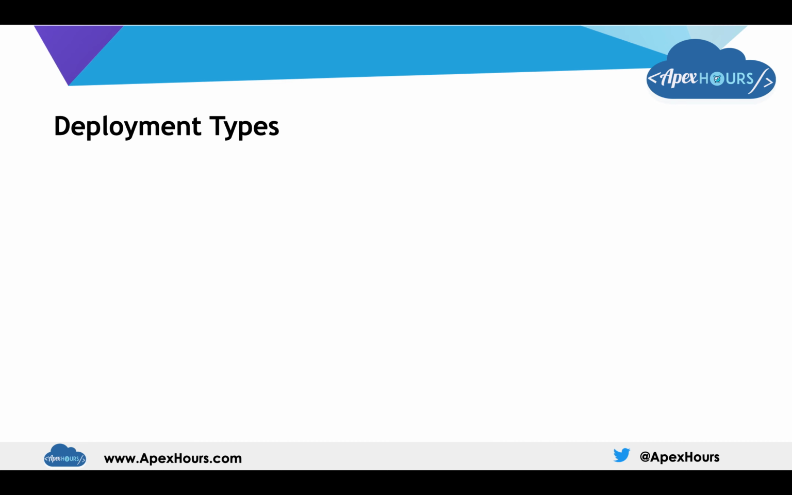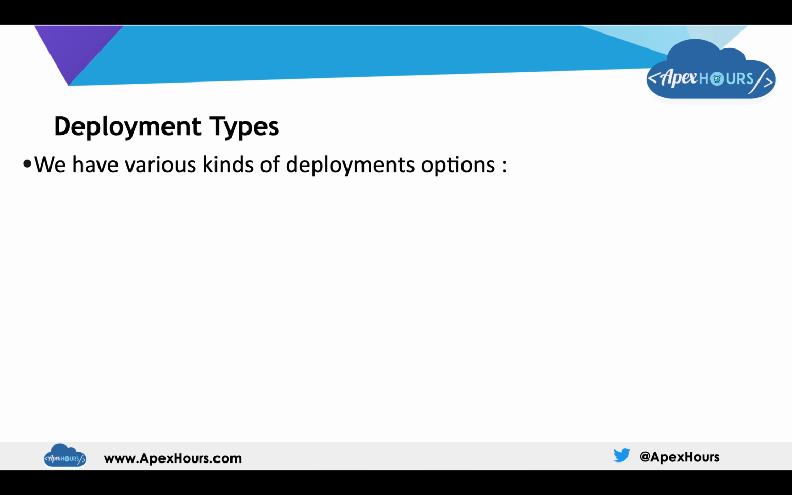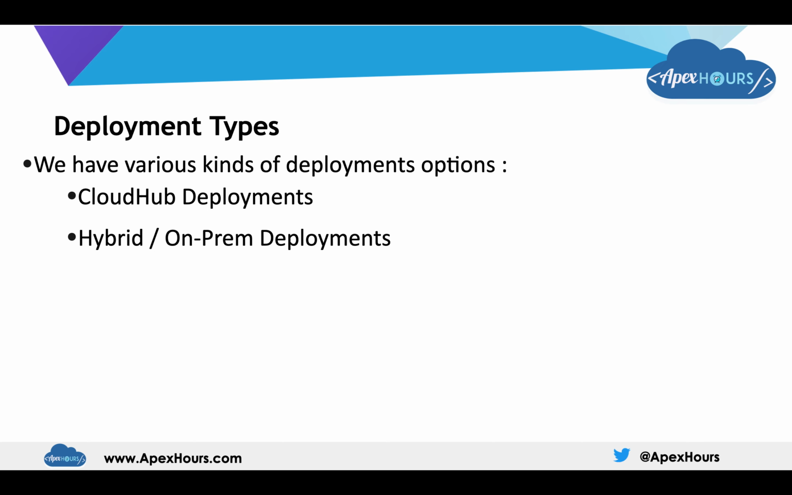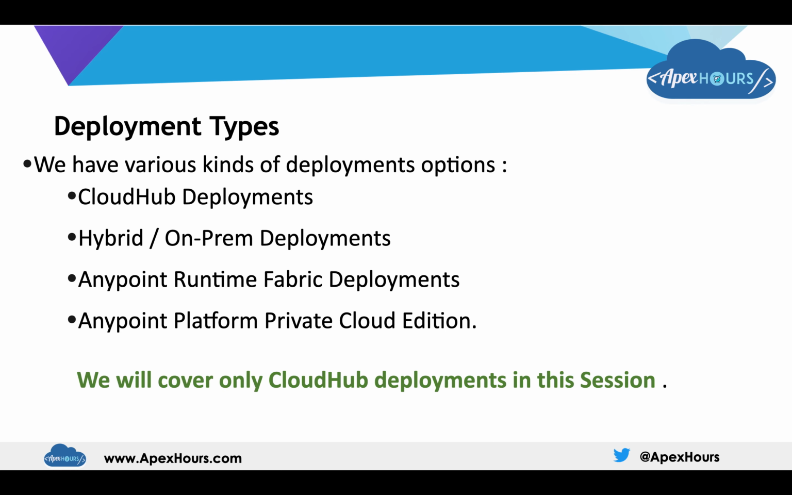Let's talk about deployment types. How many types of deployments does MuleSoft provide? We have various deployment options. First is CloudHub deployments, second is hybrid or on-prem deployments, third is Anypoint Runtime Fabric deployments, and there is another one, Anypoint Platform Private Cloud Edition. In this session we are going to concentrate only on CloudHub deployments because they are the generic ones. If you want to understand the basics, it is easy to go with CloudHub, but for the advanced level you can go with on-prem, Anypoint Runtime Fabric and those others.